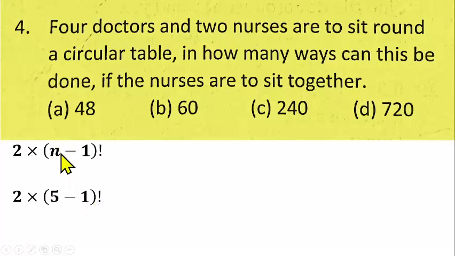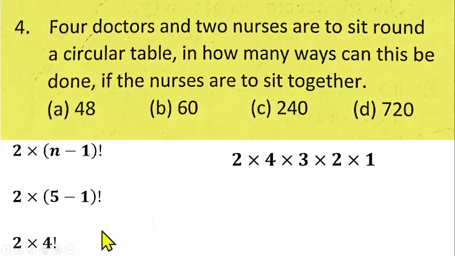The reason why n is supposed to be 6, but because of the 2 nurses that will be sitting together, we got them as 1. So therefore you'll be having 5 minus 1 factorial, and that should give us 2 times 4 factorial. 4 factorial is 24. Then 24 times 2 will give us 48. So 4 factorial is 4 times 3 times 2 times 1, which will give us 24, times 2 gives us 48 ways, which is option A.